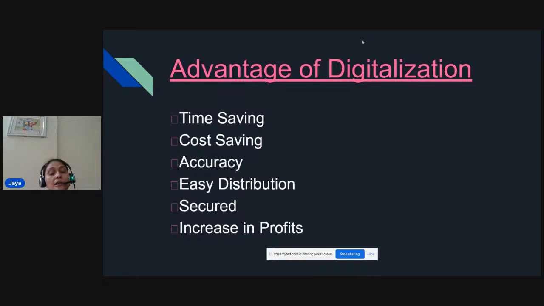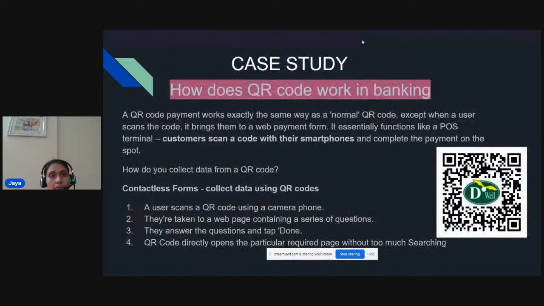And the last point is increase in profits. When we are talking about increase in profit, that means customer retention. If you retain the potential customer, you will definitely have business growth. You will have repeat purchases, and you will have an increasing customer base for your business platform. So these are the advantages of digitalization, which go hand in hand.